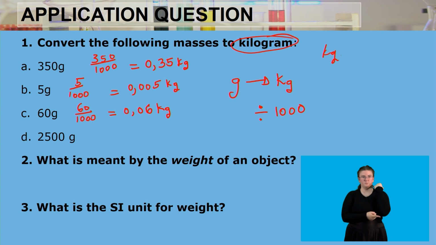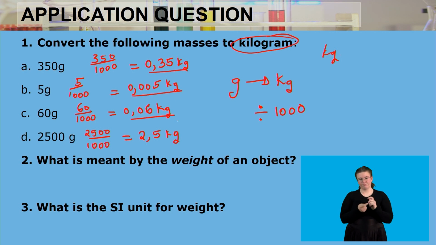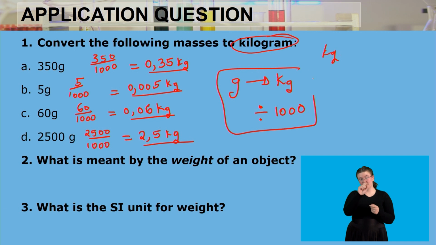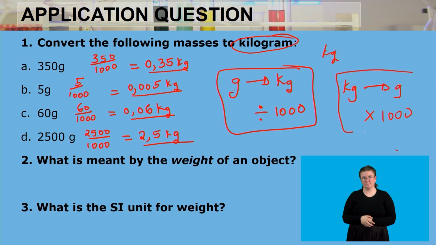And then the last one, dividing 2,500 by 1,000. So it's 2,500 divided by 1,000. And that is going to give us 2.5 kilograms. So we've converted now all our grams into kilograms by making use of this rule that when we are moving from grams to kilograms, we're dividing by 1,000. But when we are moving now from kilograms to grams, we're supposed to multiply by 1,000. Always need to remember that.